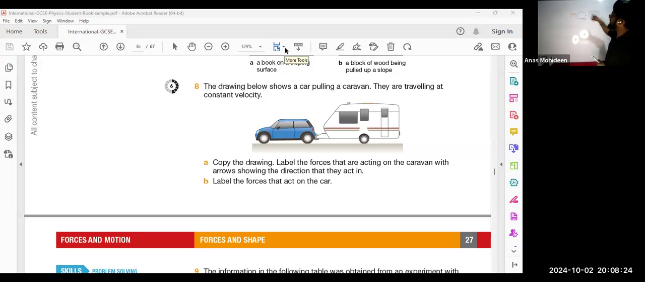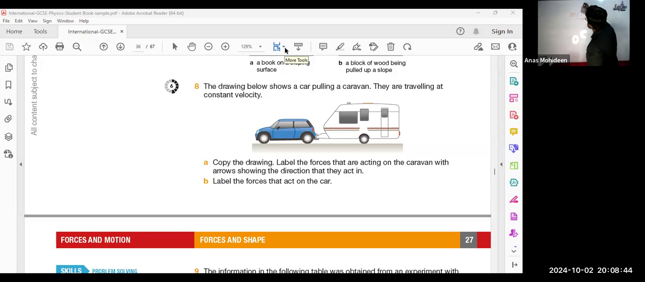Moreover, vertically, the weight will be down, the reaction force will be up. And again here, the weight will be down, the reaction force will be up. Is that clear? So those two forces also we can mark if we consider the whole set of acting forces. Okay, so let me mark that as well.